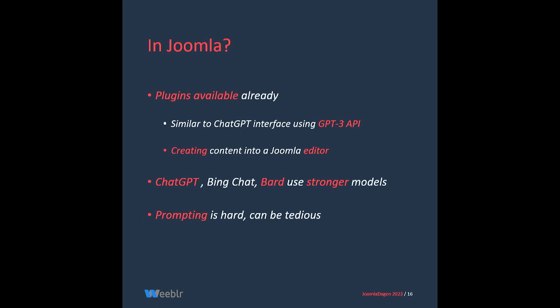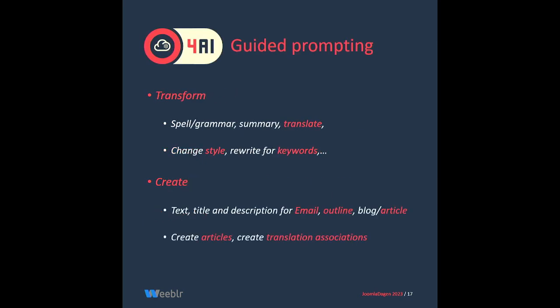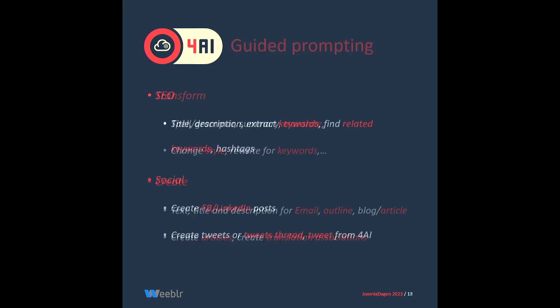But the thing is, prompting is hard. To get to actual results, it's kind of hard, and it takes time also. So I thought there would be things we could be doing with an extension. And here are the four. There are two on this one and two on the next one. Fields where I identified things you could do with AI within Joomla. You can transform content, you can create, you can do SEO, and you can do social things.